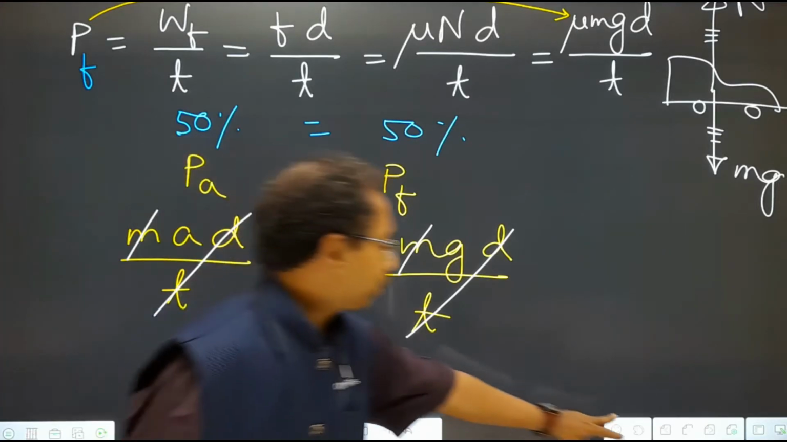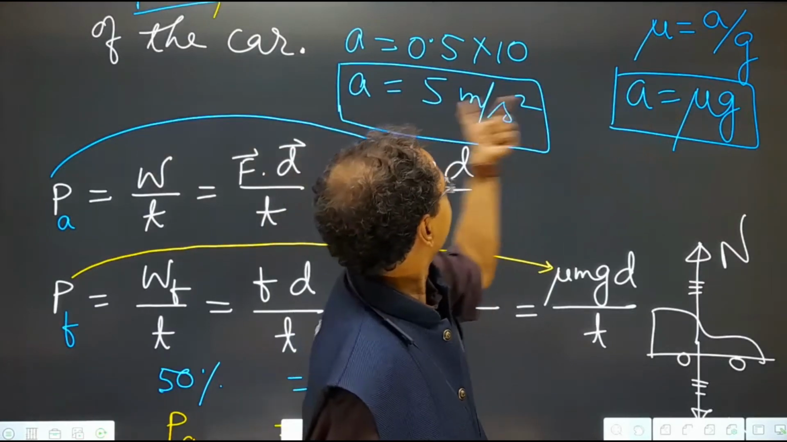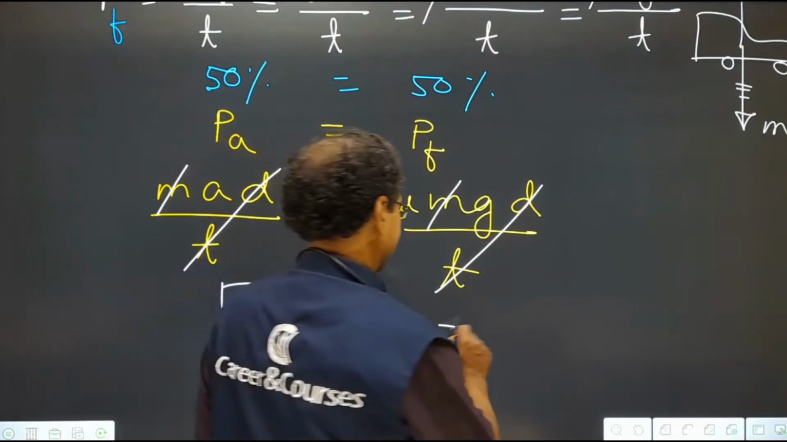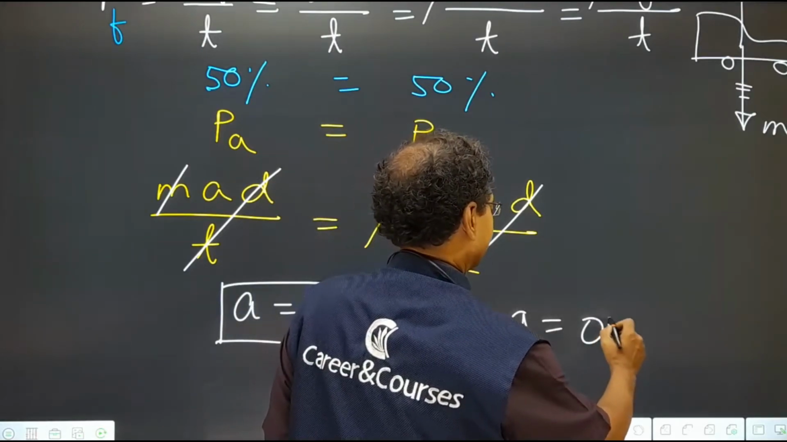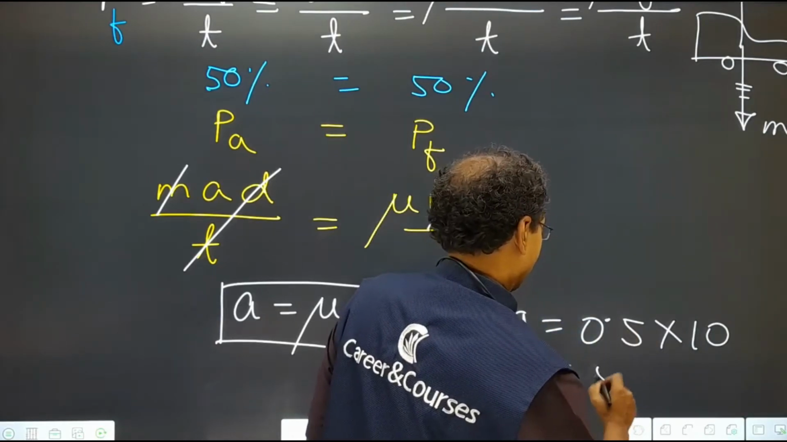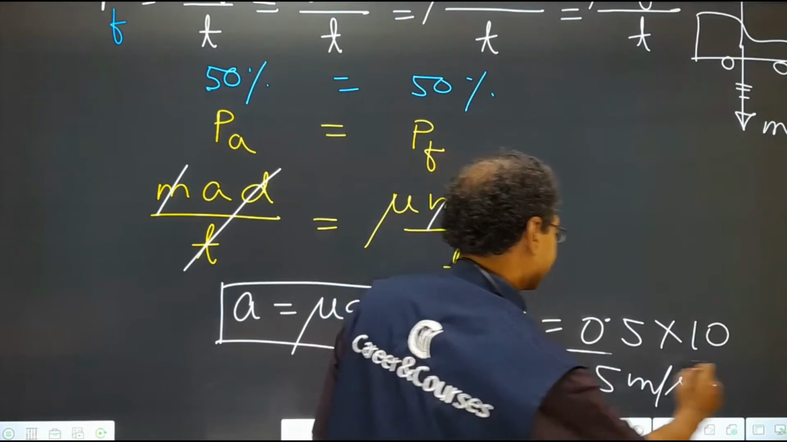The same a equal to mu g we have applied here to find out the answer. a equal to mu g. So the value of mu in the question is given 0.5. The value of g we may consider as 10. So the acceleration of the car we can write as 5 meter per second square.